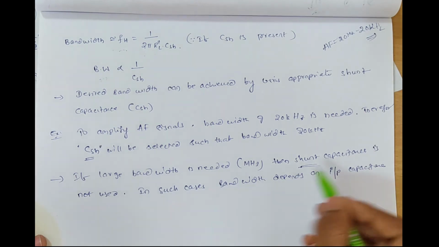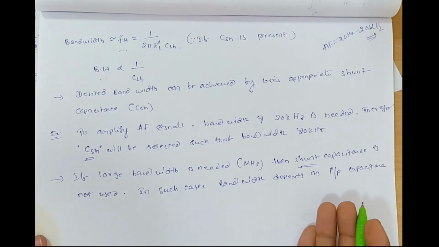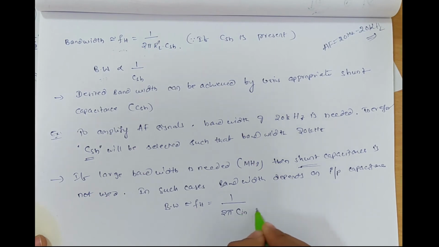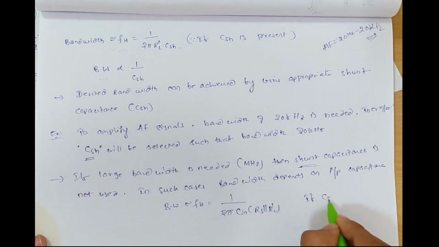In that case, the bandwidth depends on the input capacitance. So we can write the bandwidth, approximately fh, equals 1 over 2π Cin into Rs in parallel with R'L. If shunt capacitance is not needed, then a large bandwidth is needed to amplify wideband signals.